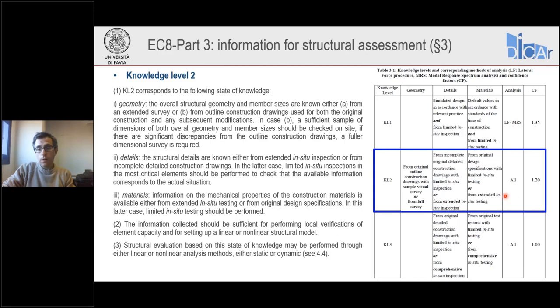Differently from KL1, all the methods of analysis, so linear and nonlinear, can be used. And the confidence factor to be used is 1.2.